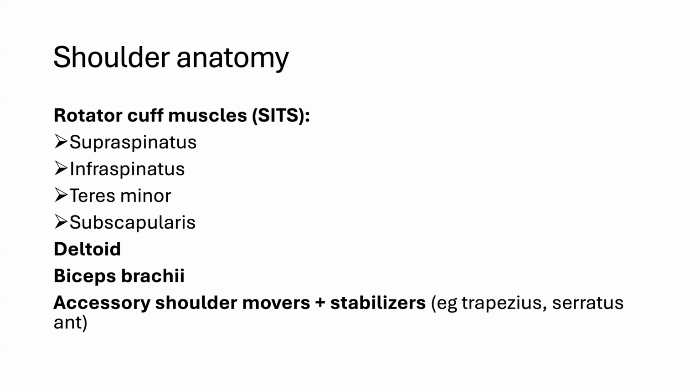the shoulder. The other muscles of interest include the deltoid muscles, the biceps brachii, and then the accessory muscles that are involved in stabilization and movement of the shoulder. These include the trapezius, serratus anterior, and latissimus dorsi.